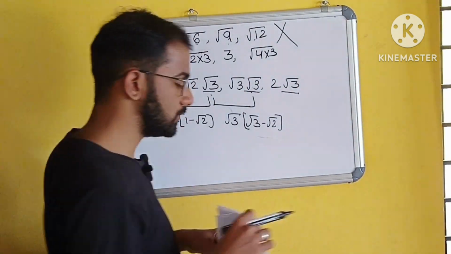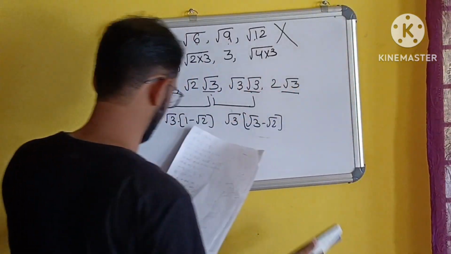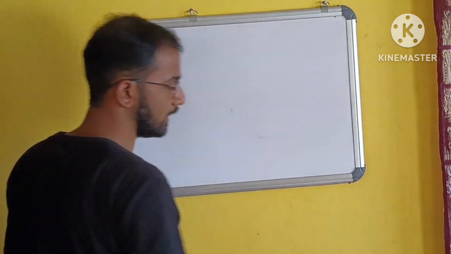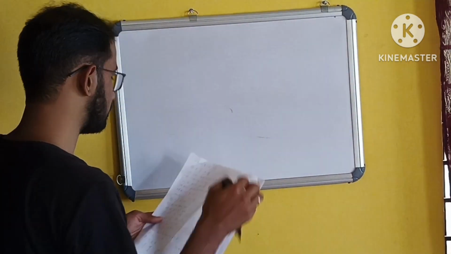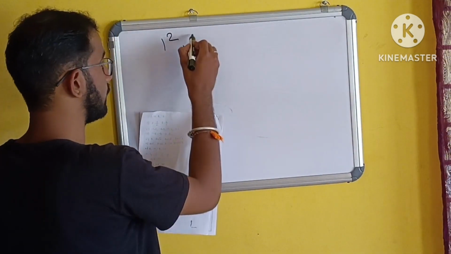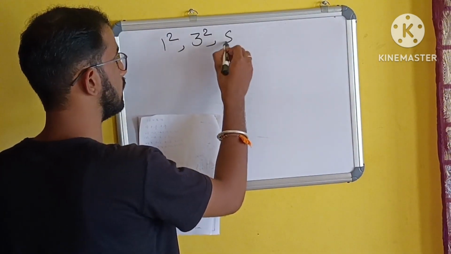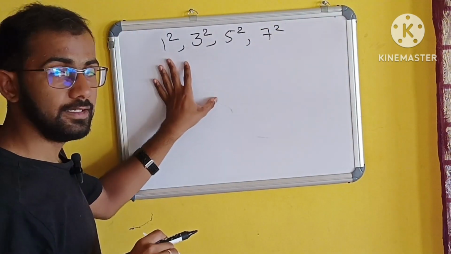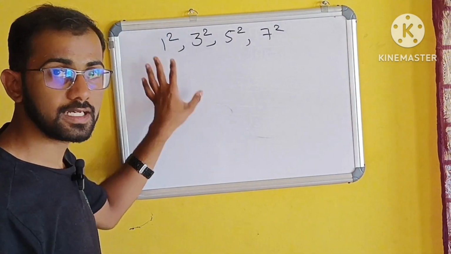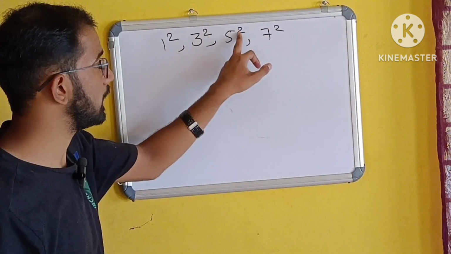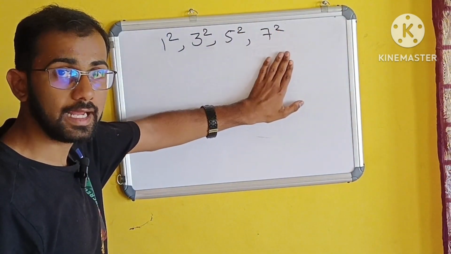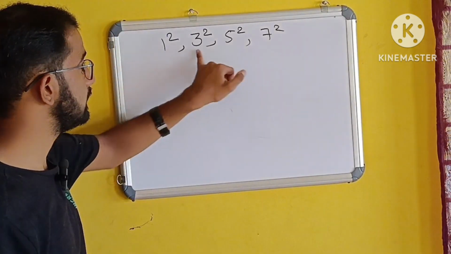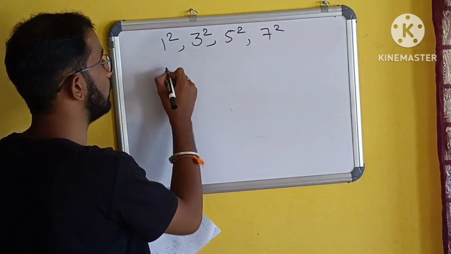Then the next examples are very easy, as I have explained earlier how to check. 1 square, 3 square, 5 square, 7 square. In a sequence, if numbers are raised to a power, then that sequence is not in arithmetic progression. Why? If you consider these terms, the differences are not the same. 1 square is 1, 3 square is 9, 5 square is 25, 7 square is 49.